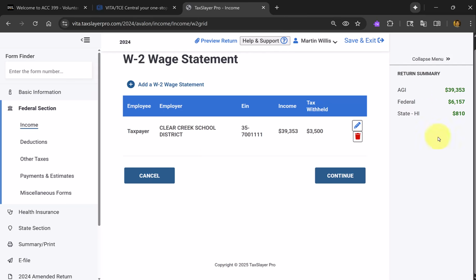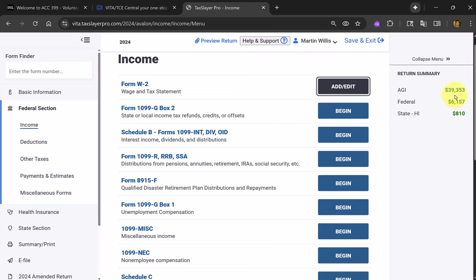Here you can see the total income I've entered so far and how much federal income tax is withheld. Yeah. So is that right? No, the tax liability so far, and the Hawaii tax liability so far. I think this might be a refund. Anyway, let's continue. You will see the numbers change as we enter more information.